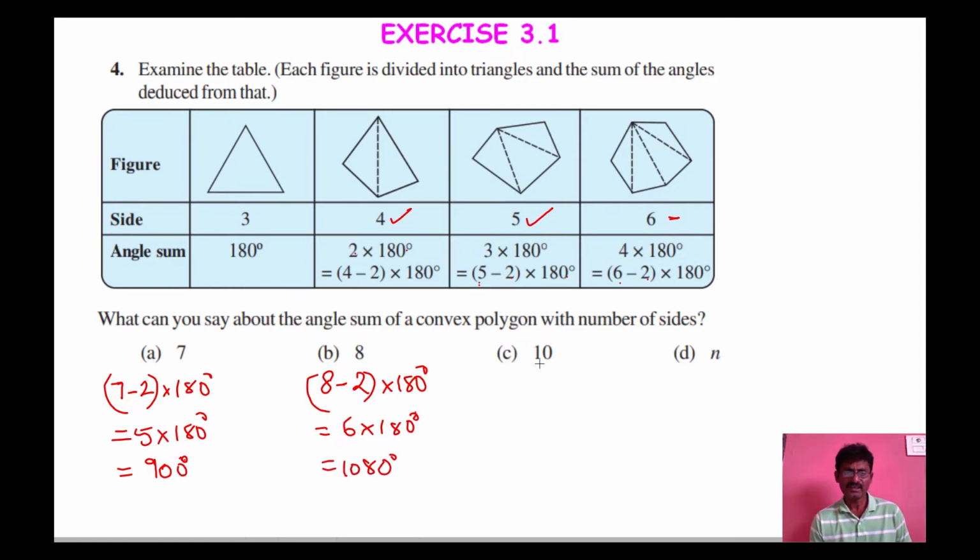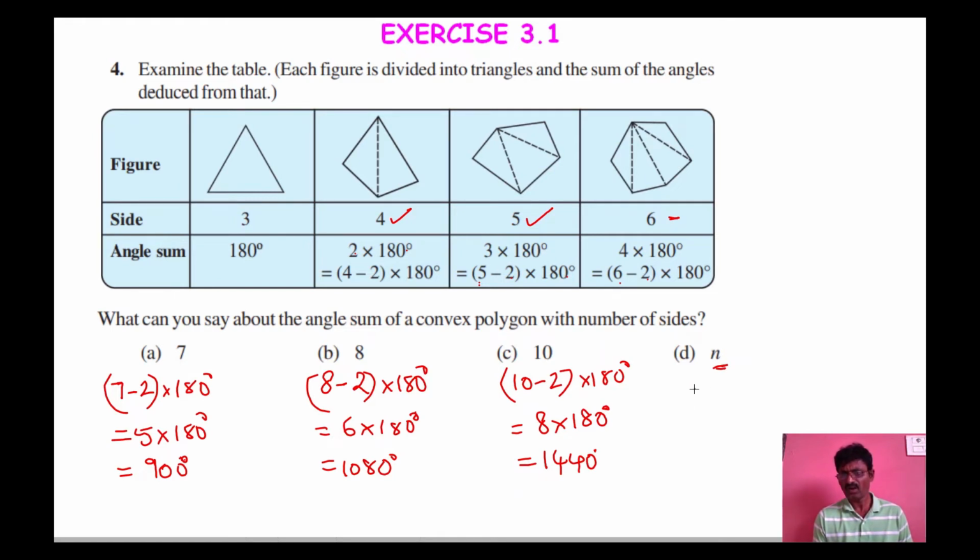Next in C, number of sides equal to 10. So the sum of angles will be 10 minus 2 times 180. So this is equal to 10 minus 2, which means 8. 8 times 180 degrees, which is equal to 1440 degrees. Now in D we have n number of sides.